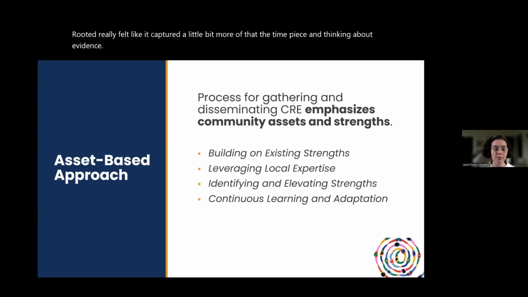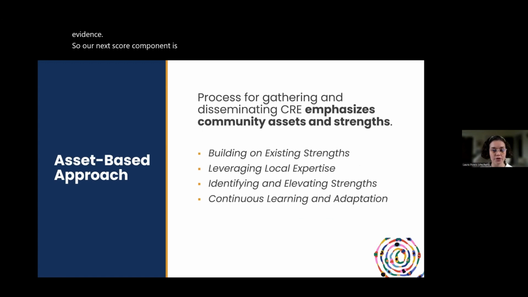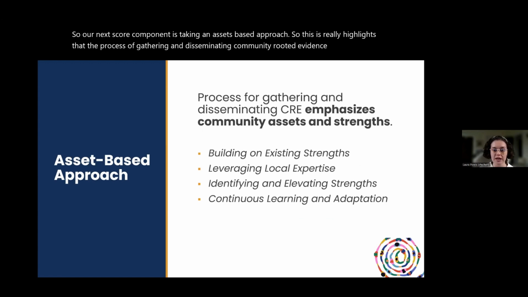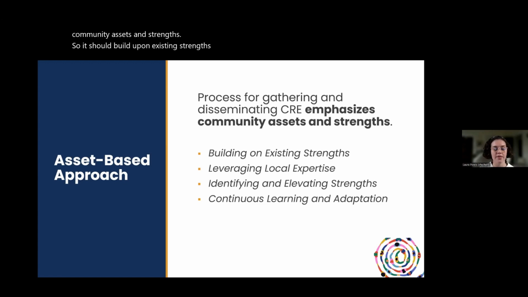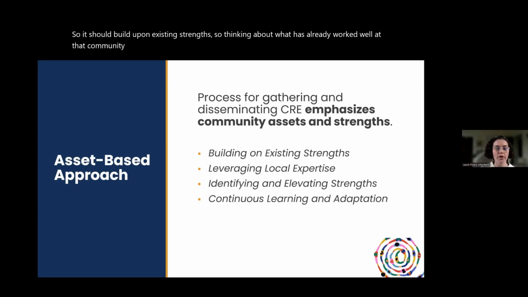So our next core component is taking an assets-based approach. This highlights that the process of gathering and disseminating community-rooted evidence should emphasize community assets and strengths. So it should build upon existing strengths, thinking about what has already worked well at that community level, what could be leveraged.